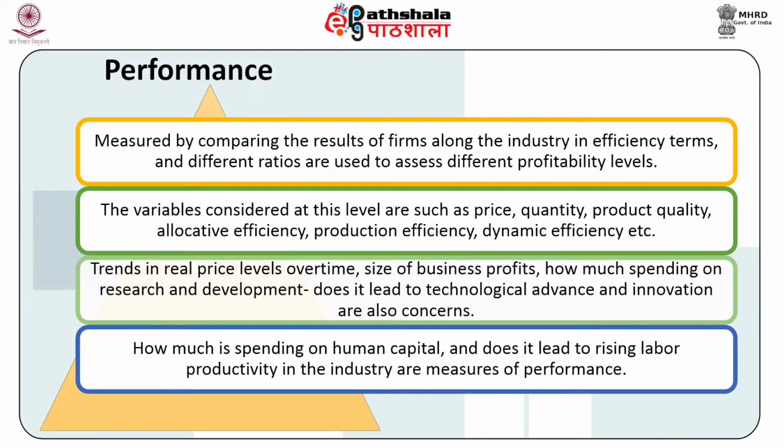Further, how much is spent on human capital and does it lead to rising labor productivity in the industry are the measures of performance. The SCP paradigm posits a one-way relation running from industry structure, that is firm concentration, to firm conduct, that is pricing, to market performance, that is profitability and innovation. The central claim was that high concentration would lead to high prices and thus high profits. Since free entry by competing firms ought to quickly erode these profits, significant barriers to entry would then be required to maintain a concentrated structure.